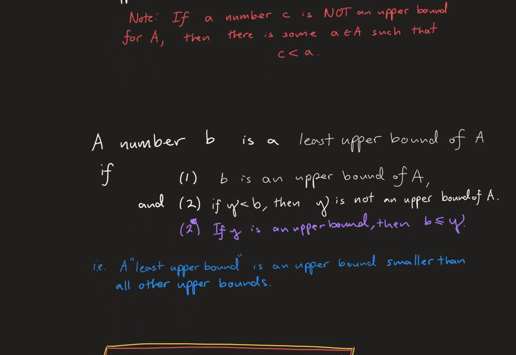Another way to say it, looks like I gave another kind of colloquial definition. A least upper bound is an upper bound smaller than all other upper bounds. Okay?